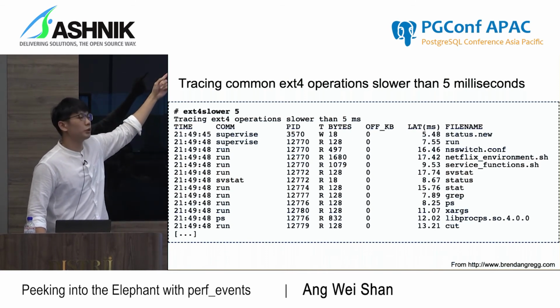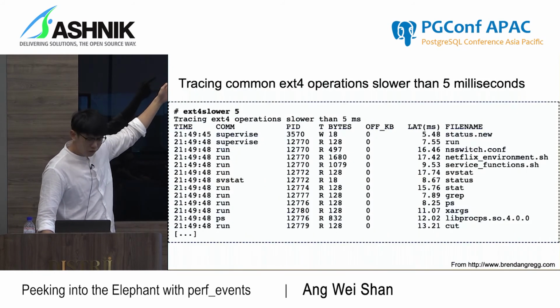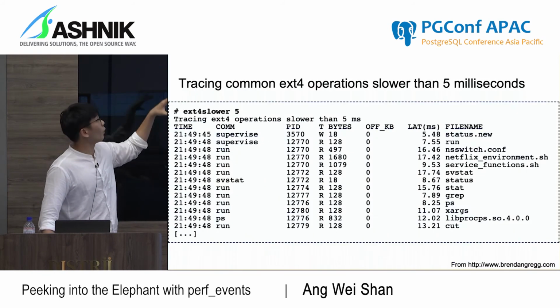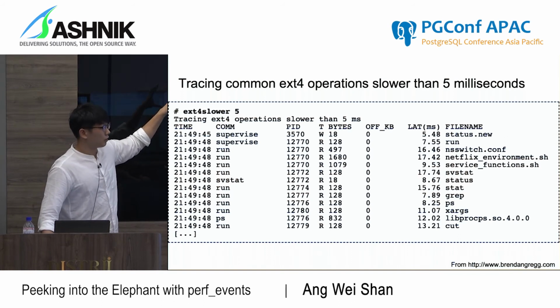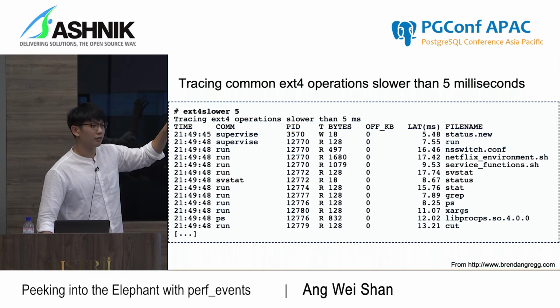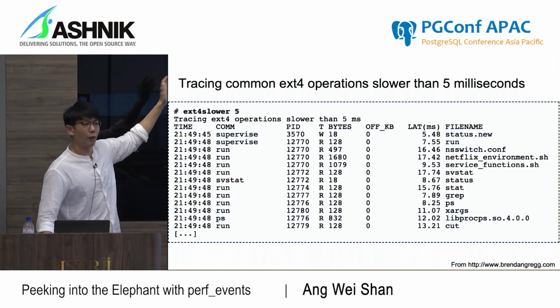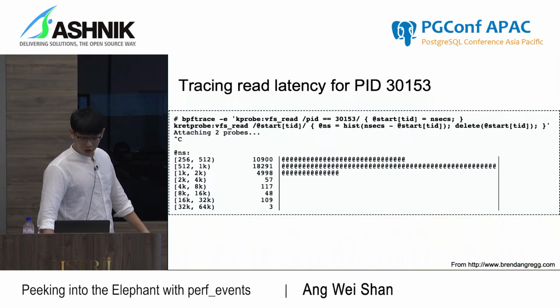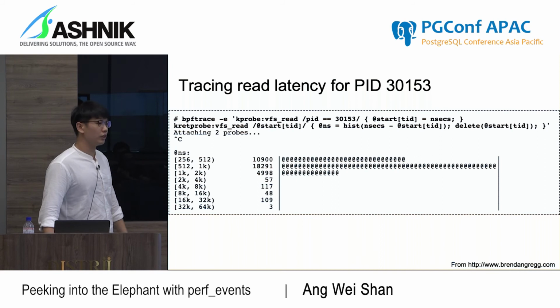So you can do cool things like this. You can trace all your ext4 or XFS operations that are slower than 5 milliseconds and do it in one line. These are tools written by Brendan, so you don't have to write them yourself. There are powerful one-liners. Does anybody know of any other tools that can do things like this with a one-liner or a very small shell script? Yeah, so I really like this. You can even trace read latency.